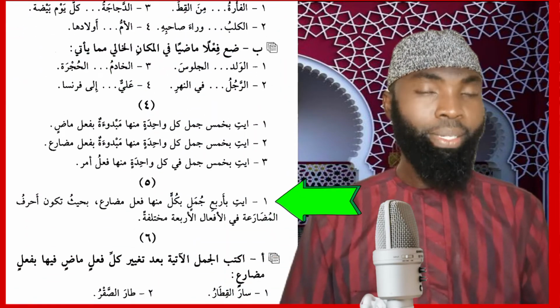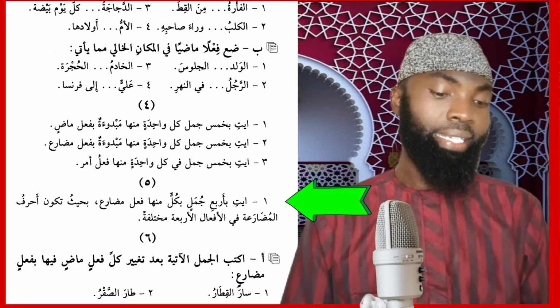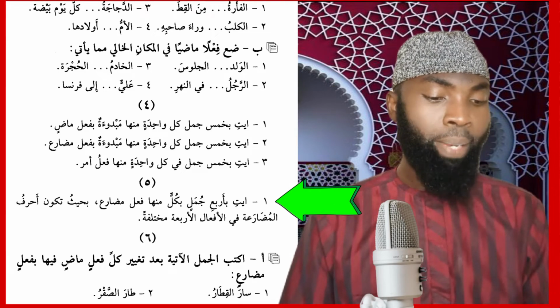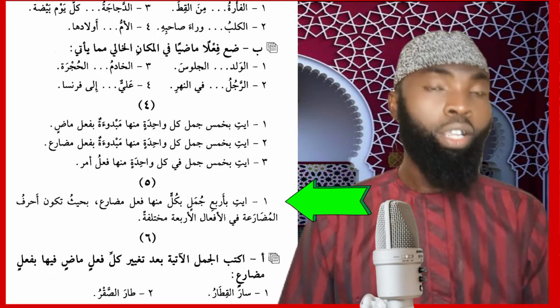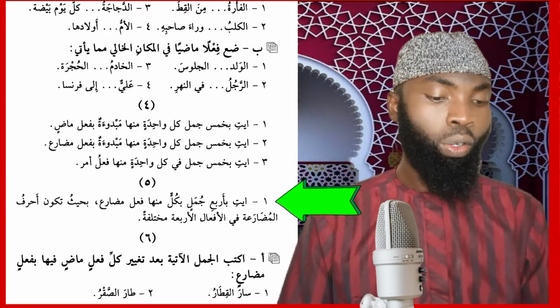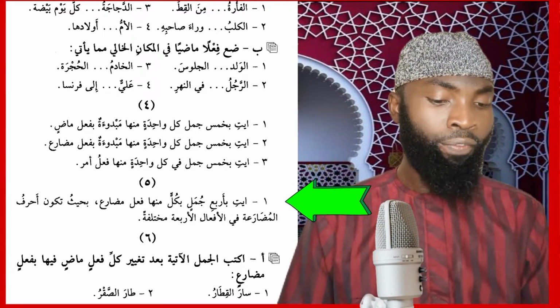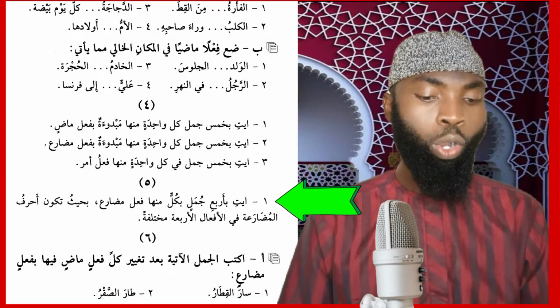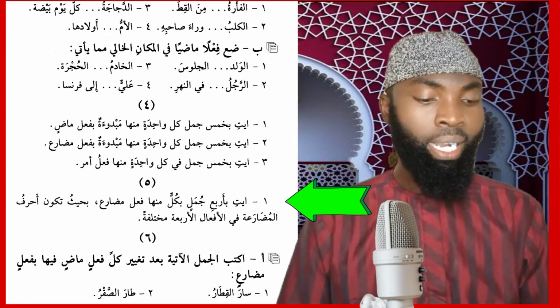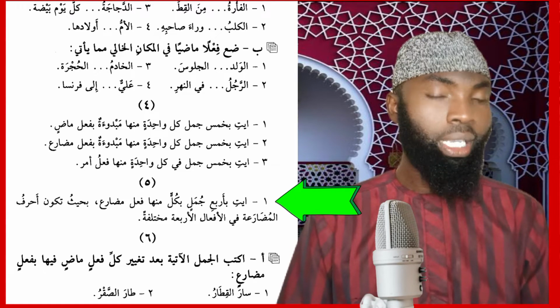Now moving on to at-tamrinul khamis, the 5th exercise. The instruction says iti bi arba'i jumalin bi kullin minha fi'lun mudari'un. Form 5 sentences, each of them should have a present tense, بحيث تكون أحرف المضارعة في الأفعال الأربعة مختلفة.